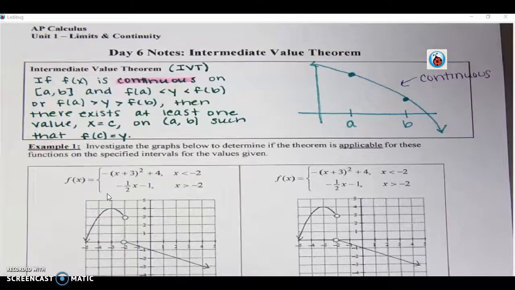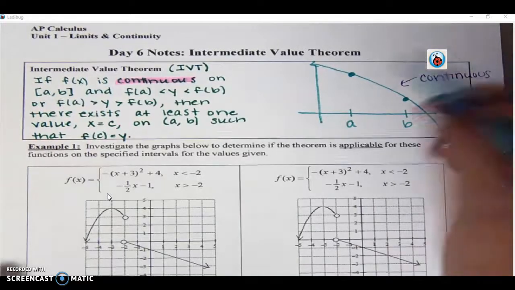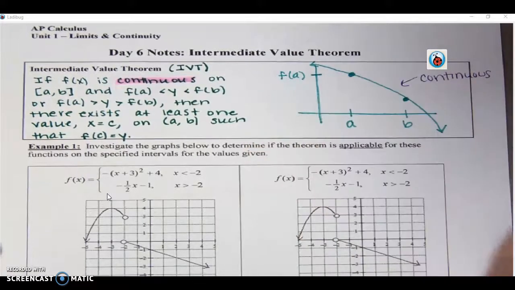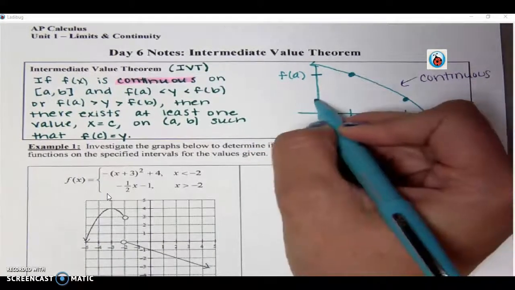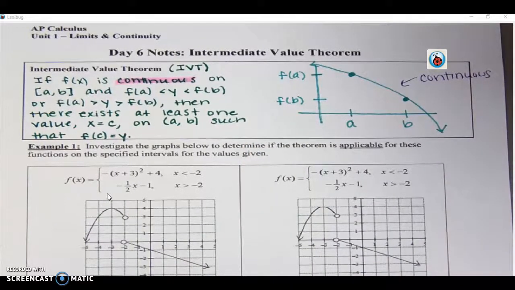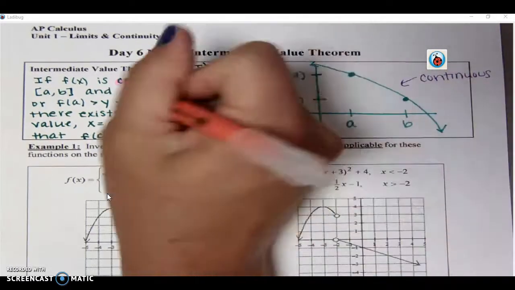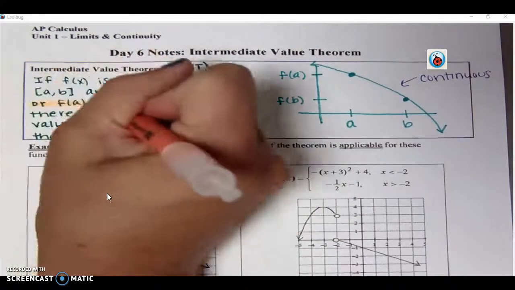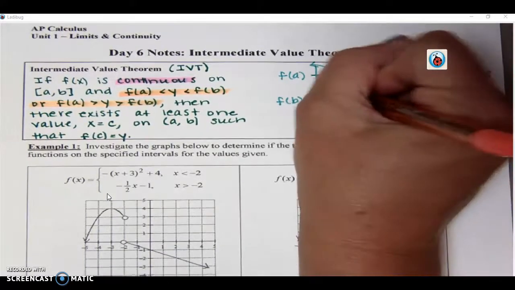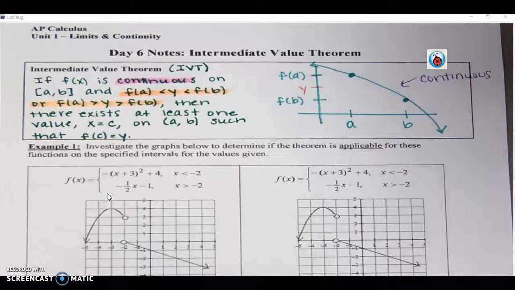And then we're talking about f of A and f of B. So if this is the point where I put A, then this would be your y value that goes with A, which is called f of A. And then if this is where your B value is, that y value would be f of B. So it says y has to be between f of A and f of B. That's what these two things mean. So if I put my y value anywhere in between here, so I'm going to put my y value here.